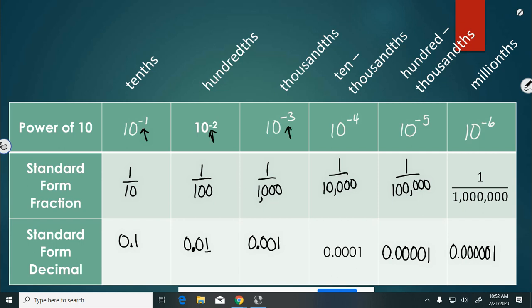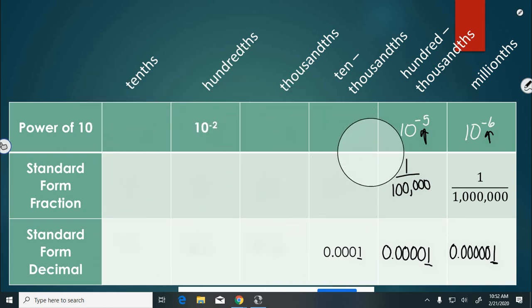Here it says -3, so the 1 is 3 places back. Here it's -4, so the 1 is 4 places back. Here it's -5, so the 1 is 5 places back. And here it's -6, so the 1 is 6 places back. So if that helps you write it as a decimal, that's something you can keep in mind for the future.